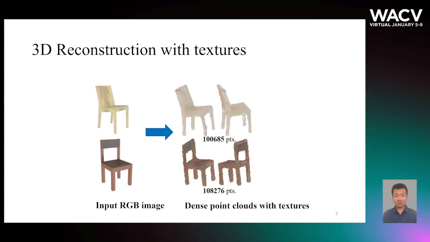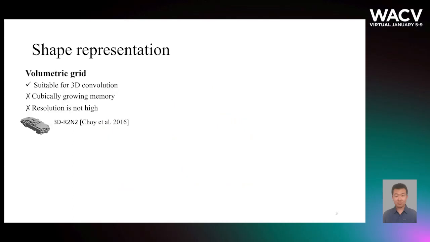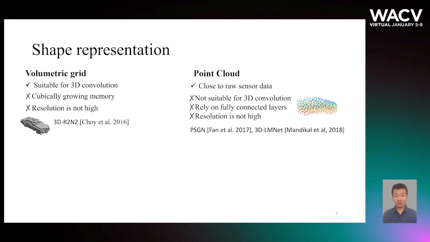Recently, several works proposed to train neural networks to reconstruct shapes from RGB images. Prior work chose volumetric grid mainly because its grid structure is convenient for 3D convolution, but the memory grows cubically. Point clouds are close to raw sensor data, but point-based methods often rely on fully connected layers, resulting in an output with a fixed and limited resolution.